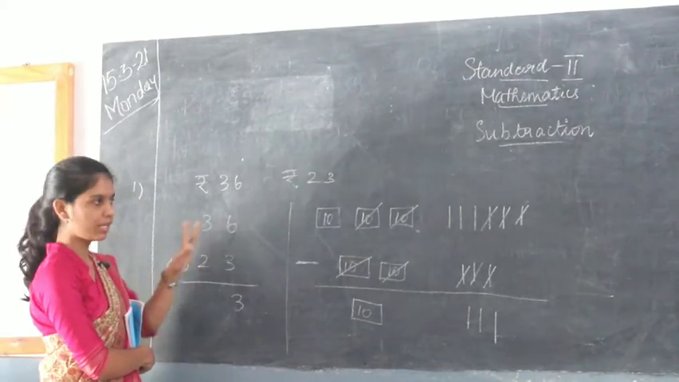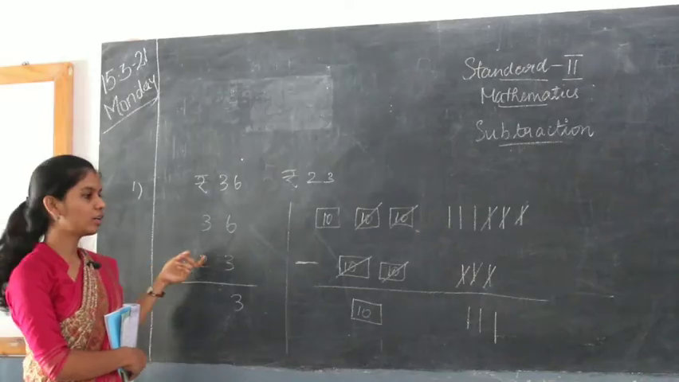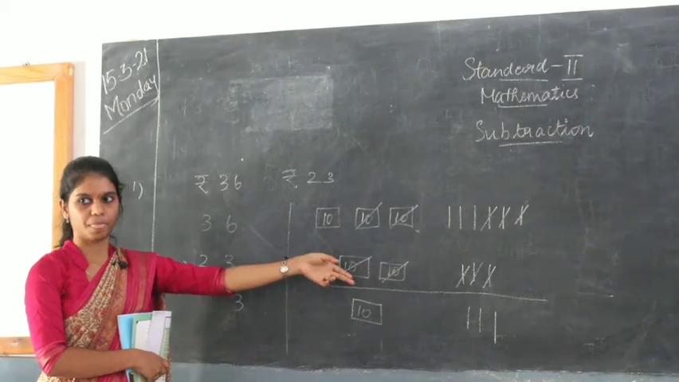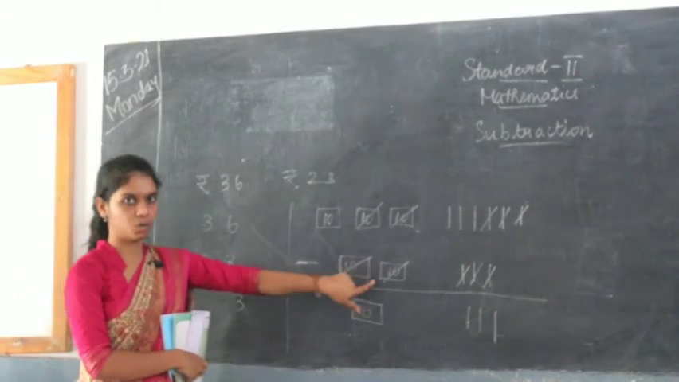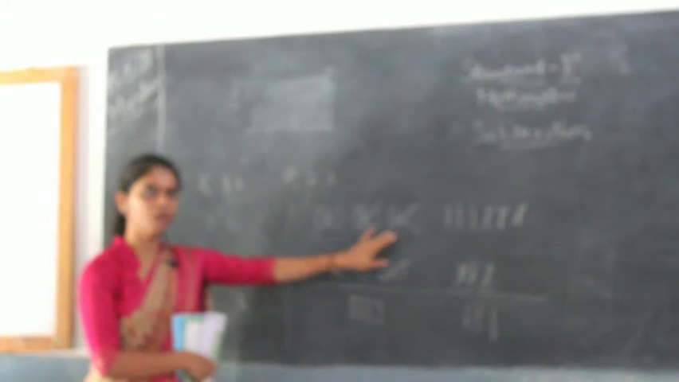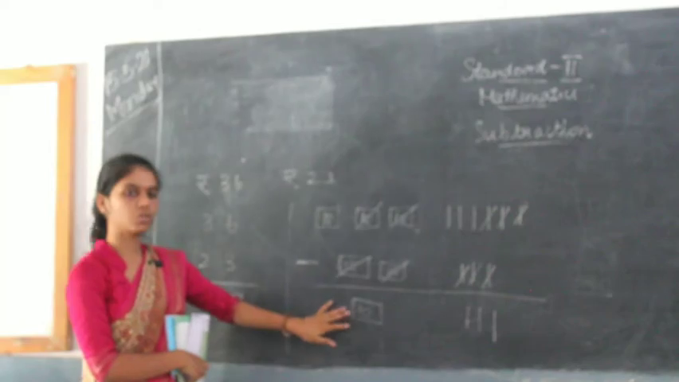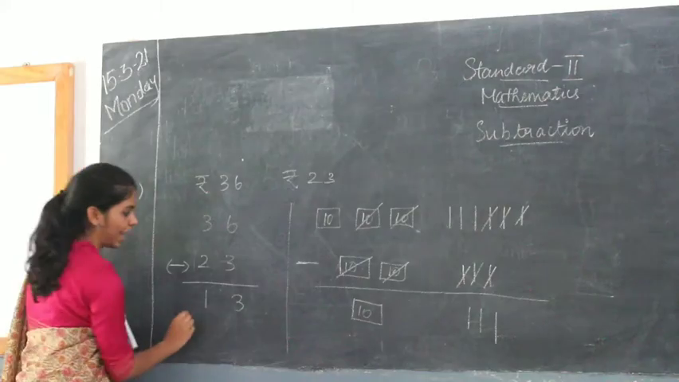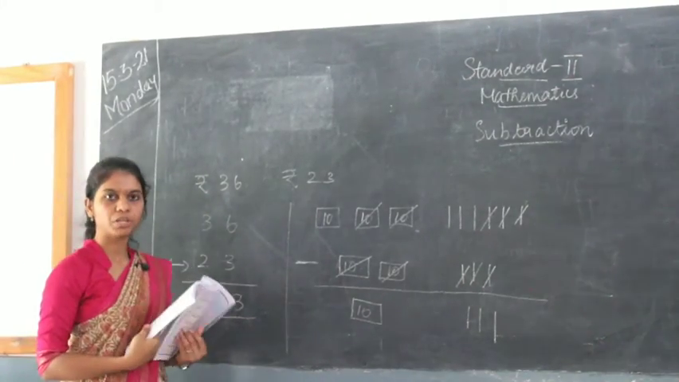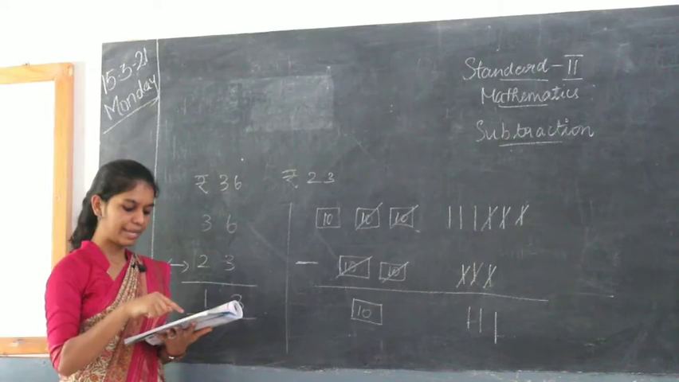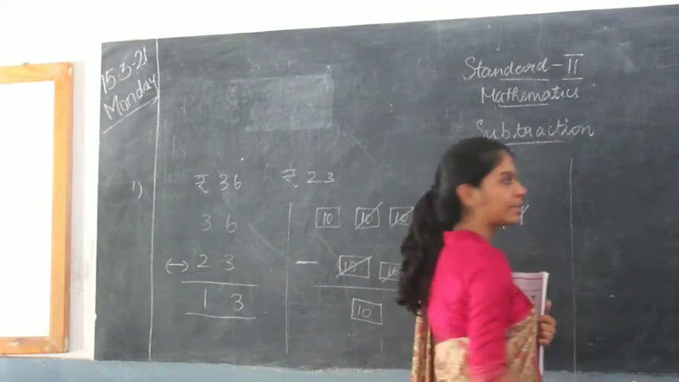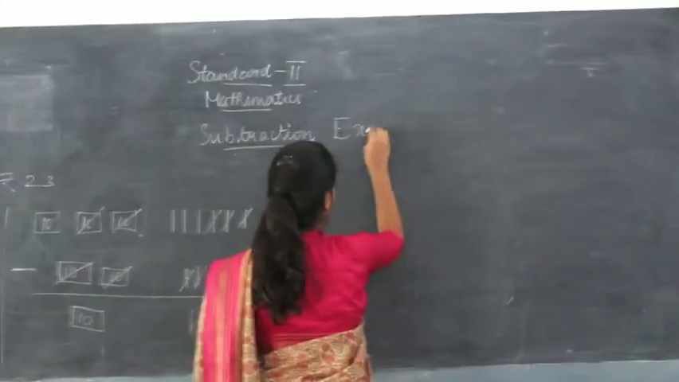Now here you had 3 tens, and here you had 2 tens. So you subtracted these 2 tens. 1 ten and 1 ten you subtracted, and then again 1 ten and 1 ten you subtracted. So the remaining you got is 1 ten. So you wrote that 1 ten here. How many tens here? 1. So your answer is 13. You should write that 13 in example 1. Now we will go to the next example.